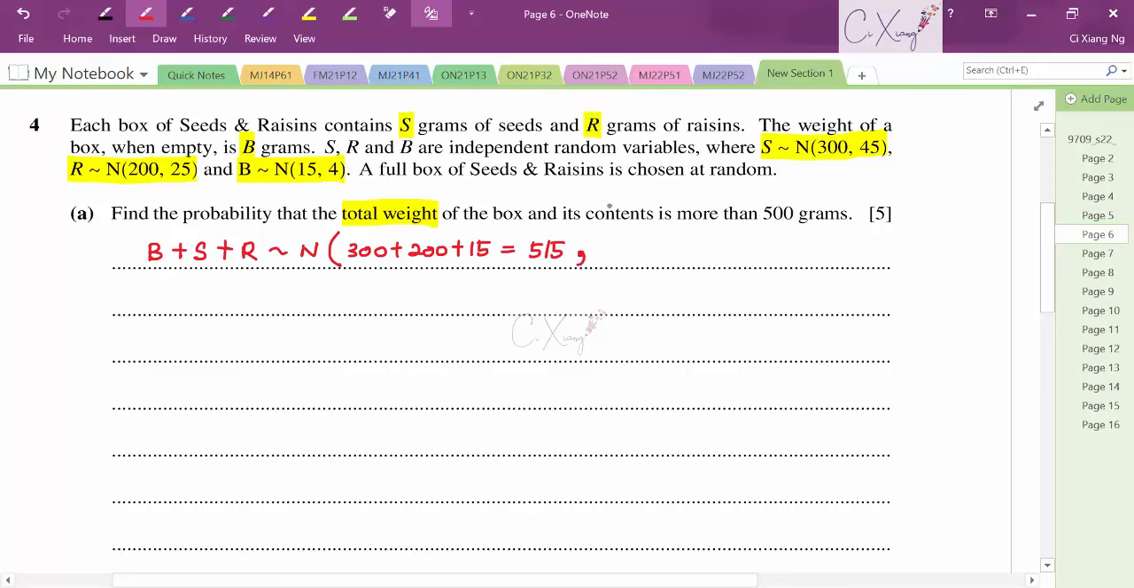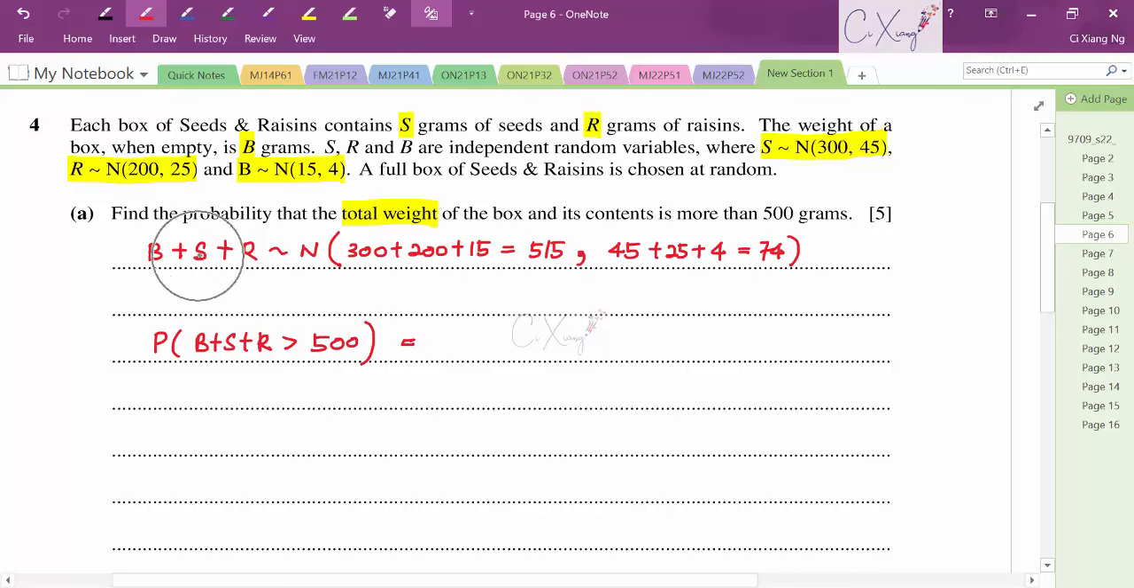And to get the variance, because this is the sum of the random variables, we just add all the variances together. So 45 plus 25 plus 4. And in this case, our variance should be equal to 74. Okay, and now they want us to calculate the probability that the total weight, so the total weight means B, S, and R, is more than 500 grams, so more than 500.